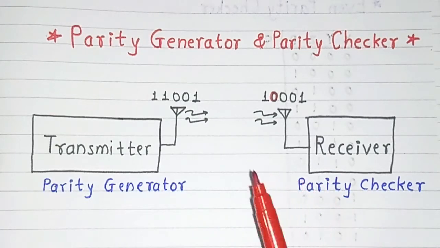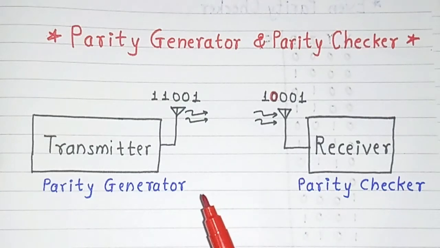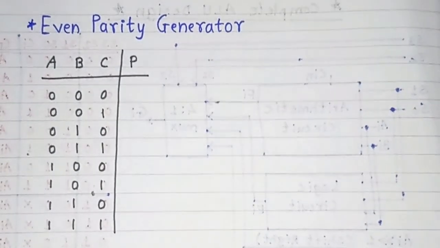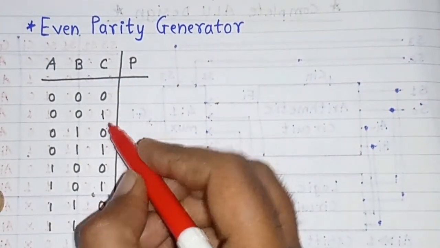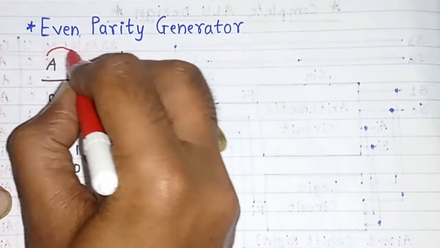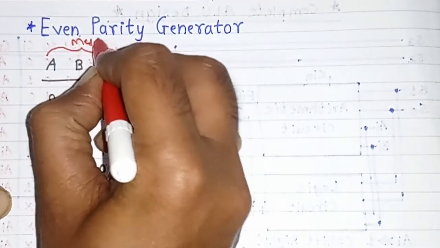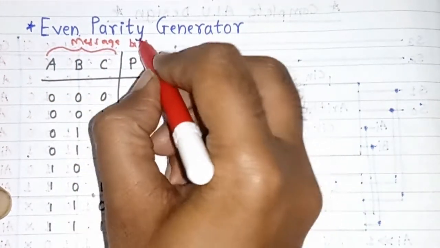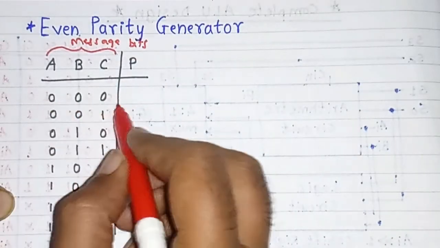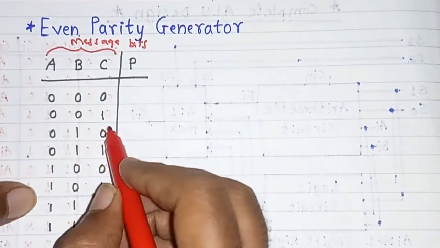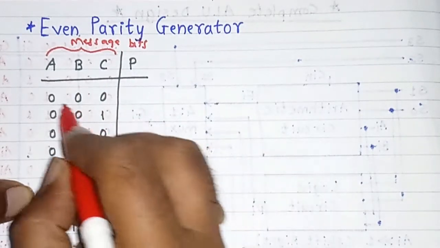Now we will see the two types of parity generator and parity checker. Let us see the even parity generator. In an even parity generator, suppose we want to send this 3-bit information, these are the message bits. While transmitting these message bits, the transmitter does not send only these message bits, but it sends the parity bit along with the message bits.